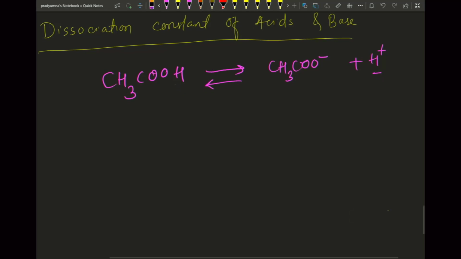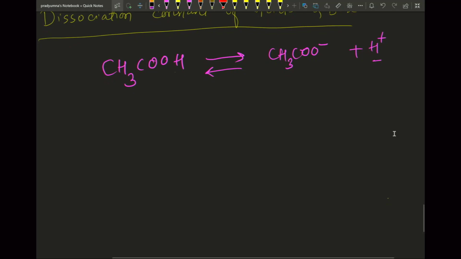Now at this point, because this reaction is in equilibrium, can you write the equilibrium constant? Pause the video here and write it by yourself. Then I'll show you the answer. Okay, you can unpause now.